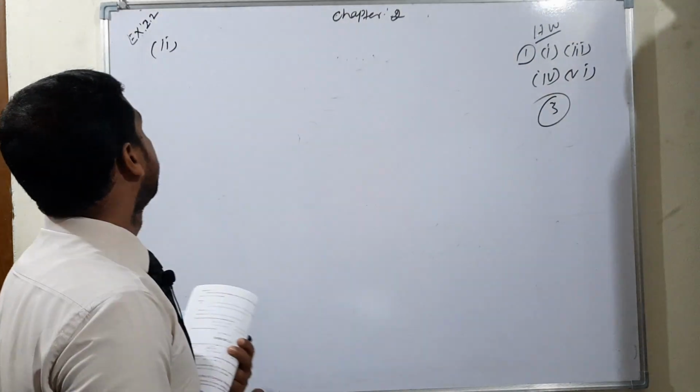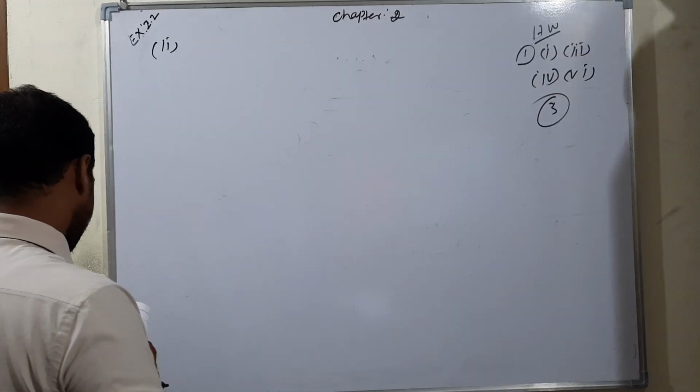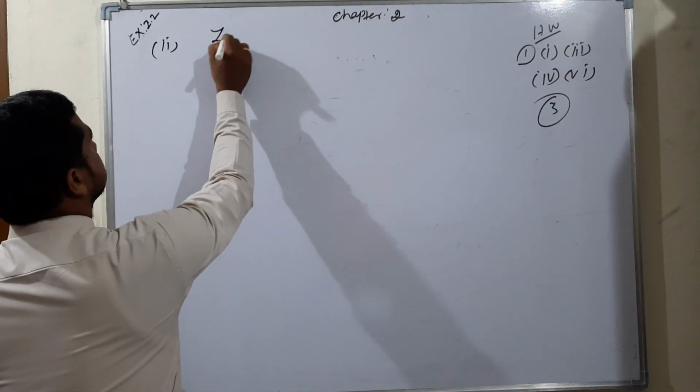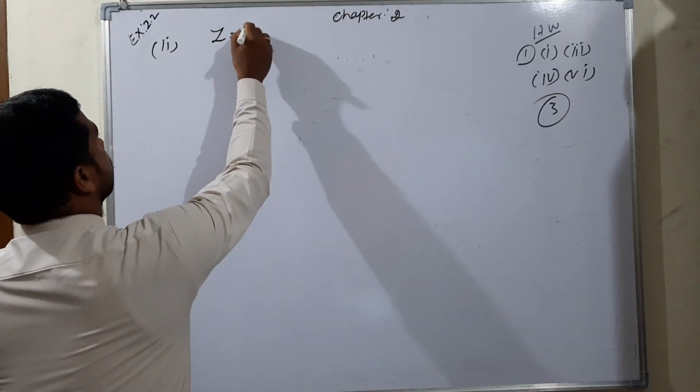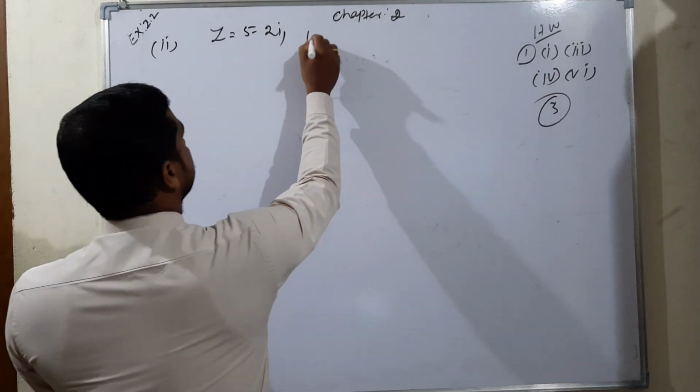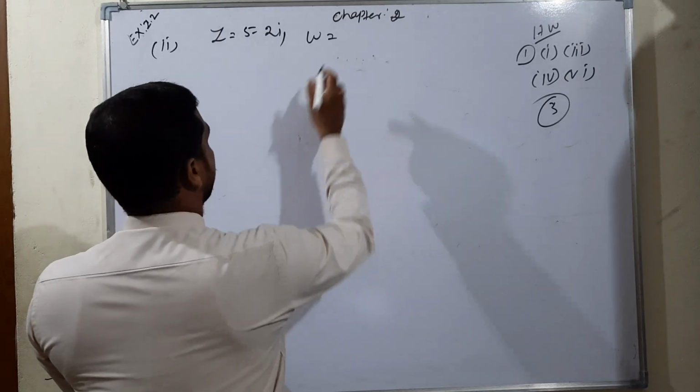Okay, I am continuing. Exercise 2.2 question number 2. What is the question? Evaluate the following given two conditions. Z is equal to what is the value? 5 minus 2i. Then W is equal to minus 1 plus 3i.